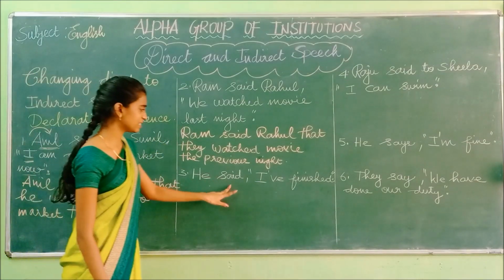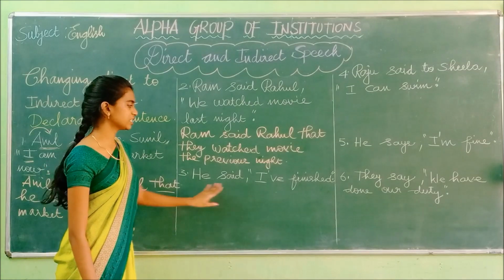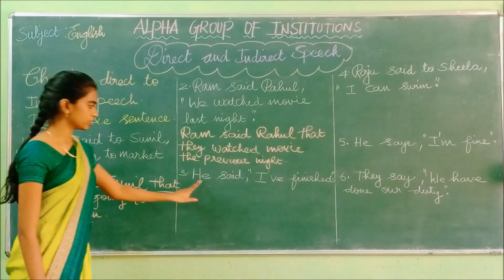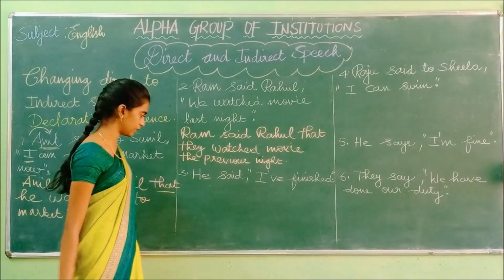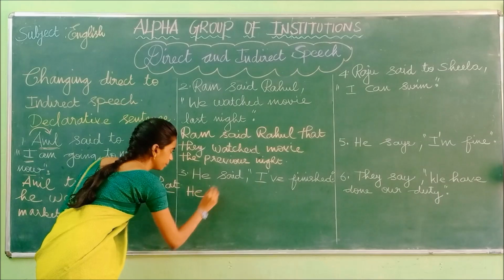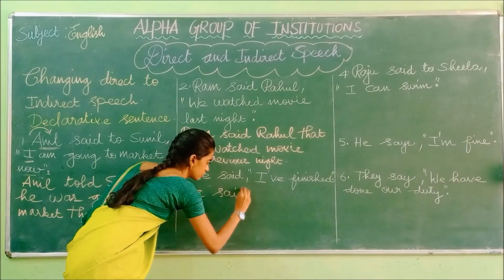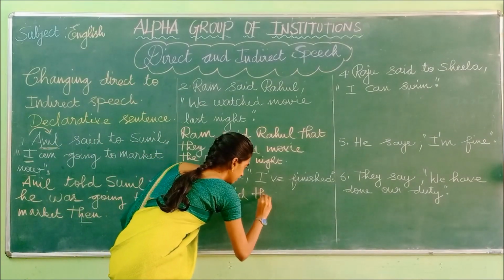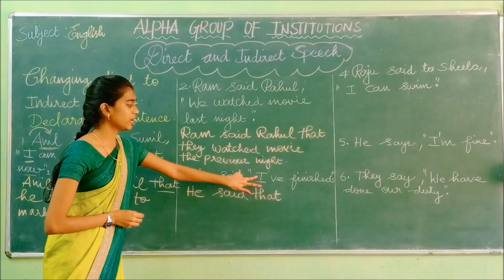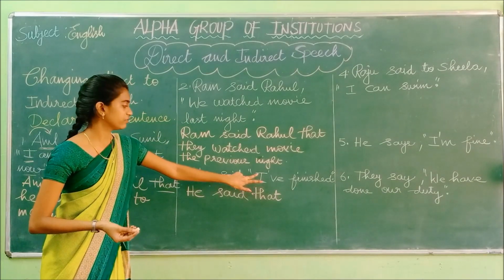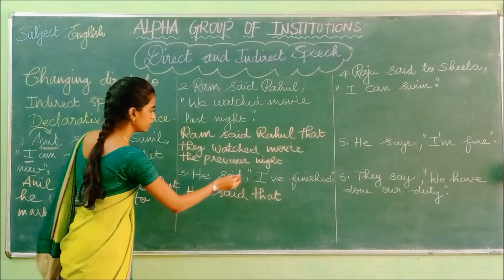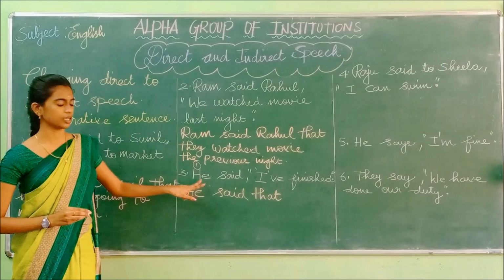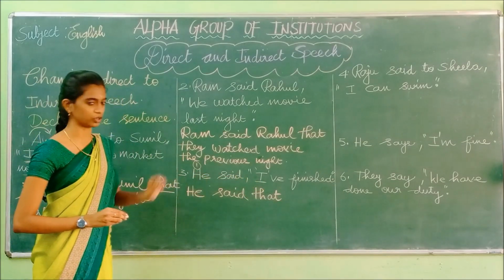Okay, the next one. He said, I have finished. So all these sentences are declarative sentences. So it's a simple sentence. So we have to write "he", and "said" won't be changed. And what is the conjunction we have to use here? Yes, "that". He said that. And how will the "I" be changed? It will be changed into "he" only, because this "I" refers to the first person, "he". So this "I" will be changed into "he".